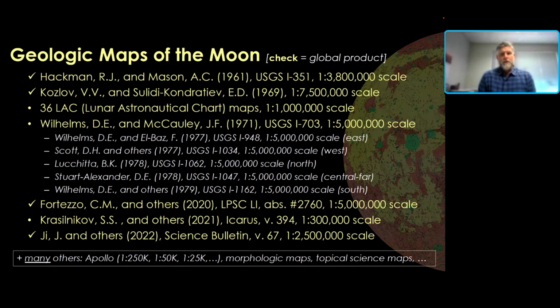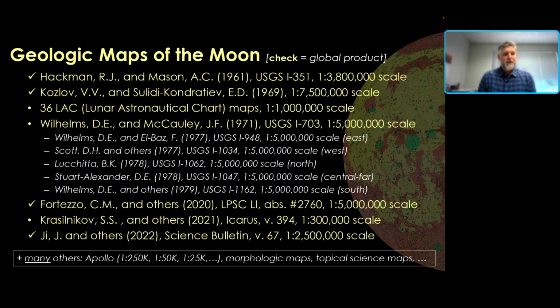There were correlative maps that were produced at 1 to 5 million scale for the east, west, north, south, and the far side, central. These were compiled later on by Corey Fortezzo and others into a 1 to 5 million scale global map. The unified map is what we refer to it as. Jim Head and others contributed to a 1 to 300,000 scale map of the lunar South Pole, and Jim will be talking about that later on in another session. And then our Chinese colleagues published a 1 to 2.5 million scale global map in a science bulletin last year.